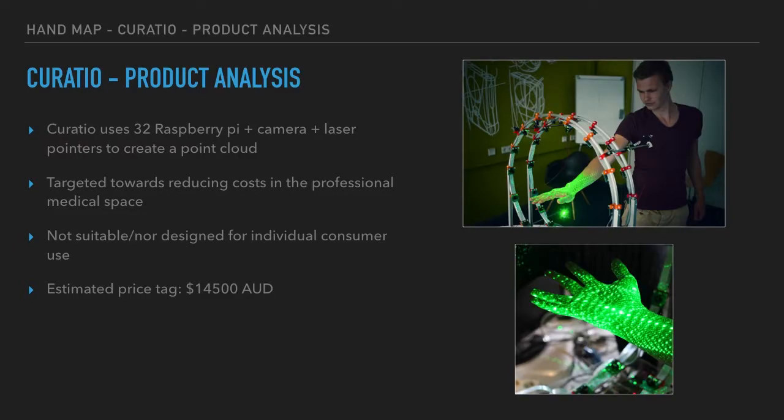I stumbled across a project called Curatio, which is starting to appear more and more in the professional medical space. It uses 32 Raspberry Pi cameras and laser pointers to create a 3D point cloud of an object in the center. It is more targeted towards the professional medical space because of the excess hardware required to set it up. It's not really suitable for the individual consumer. I did an off-the-cuff estimate of how much all the equipment would cost, and I came to roughly 14,500 Australian dollars, which is definitely not really viable for individual use cases.